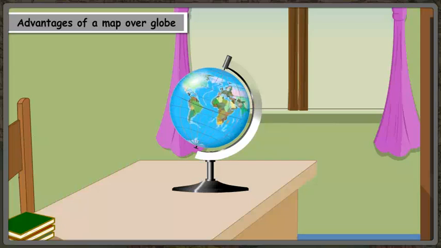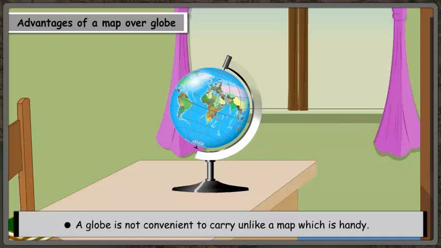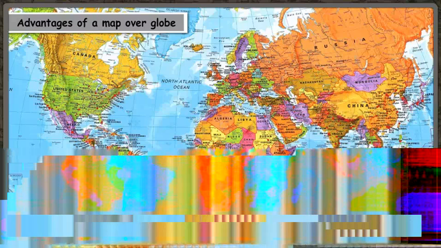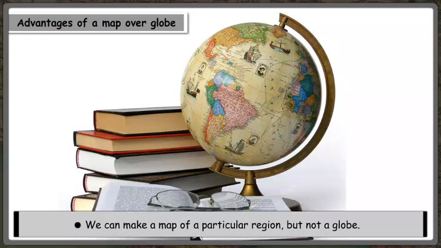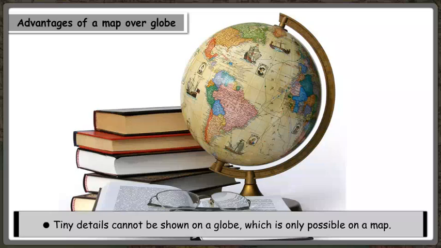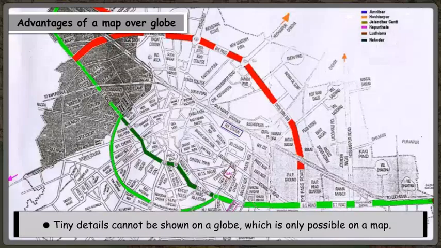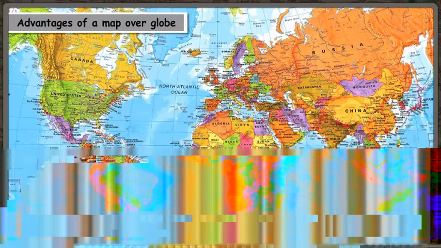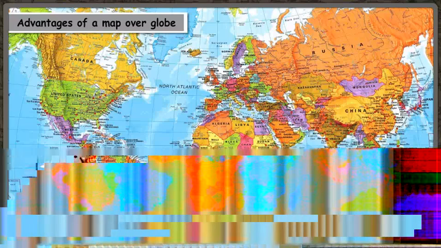Advantages of a map over a globe. A globe is not convenient to carry, unlike a map, which is handy. We can make a map of a particular region, but not a globe. Tiny details cannot be shown on a globe, which is only possible on a map. The Earth's entire surface cannot be seen at a time using a globe. Only a part can be seen. On the other hand, a map can show the entire surface of the Earth.